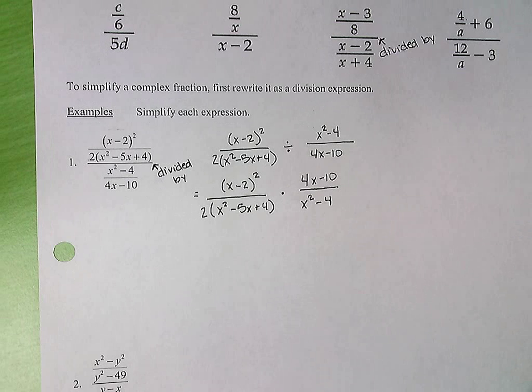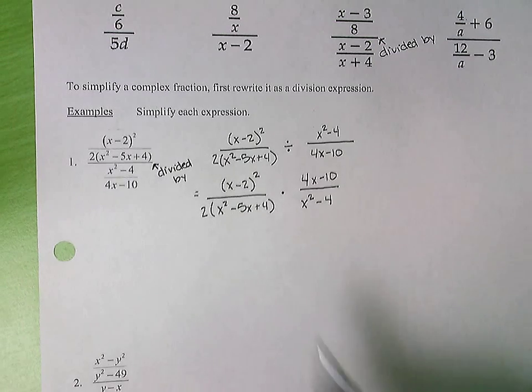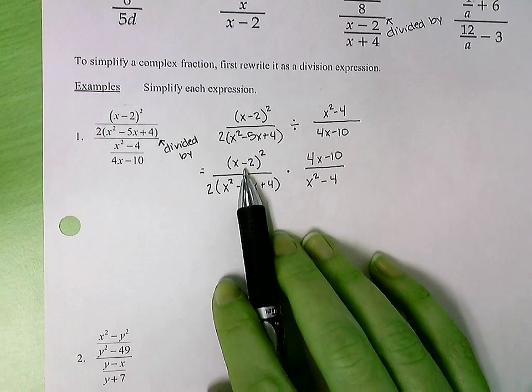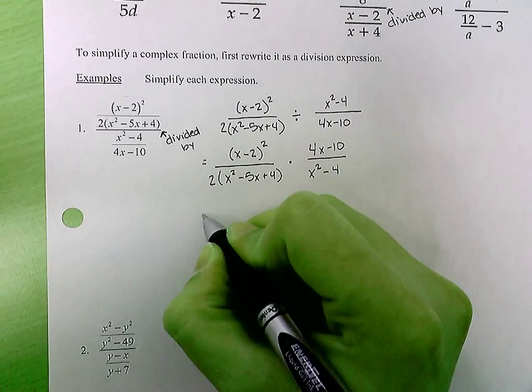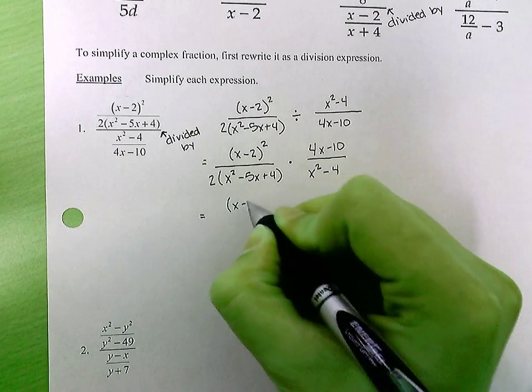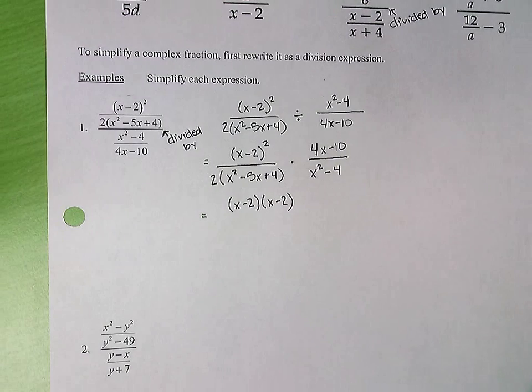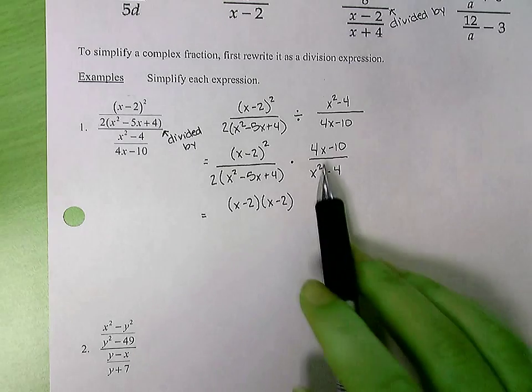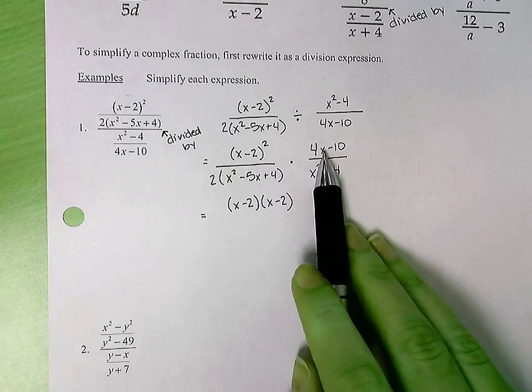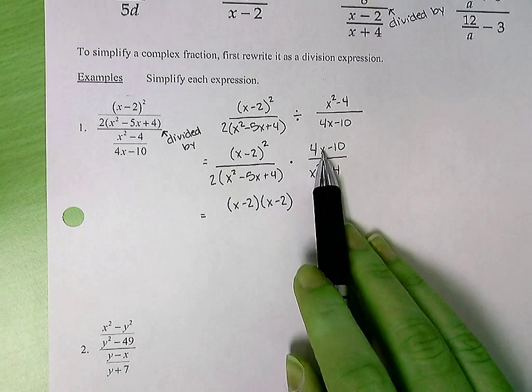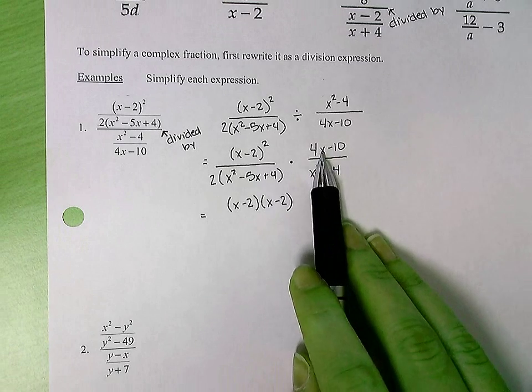From this point, it's just the same thing that we were doing last week. You want to factor each of these if they're able to factor. So instead of writing x minus 2 squared, I'm actually going to write out x minus 2 times x minus 2, because I know there's 2 of those. Now, your numerators are multiplied together, so I'm just going to combine those right away.